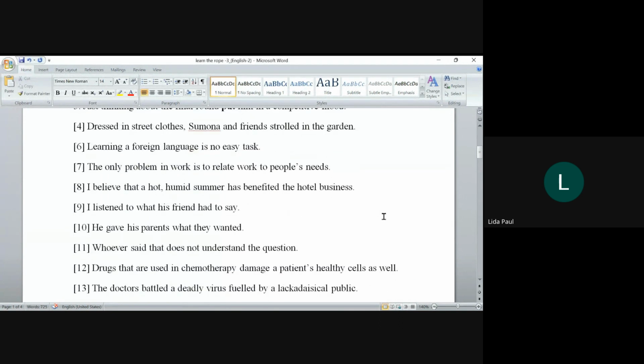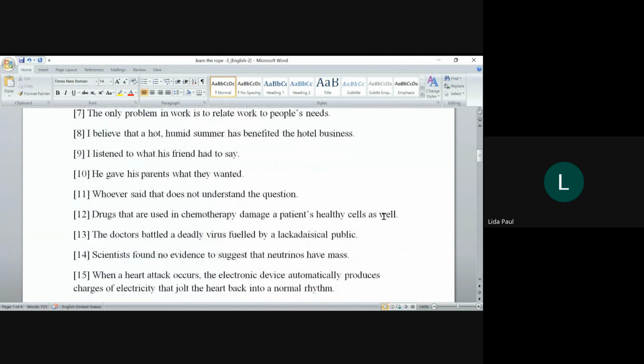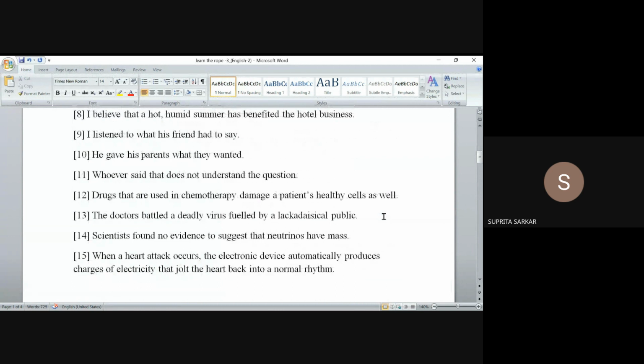Next one, tenth one. He gave his parents what they wanted. He gave his parents what they wanted, right? What they wanted becomes your subordinate clause.